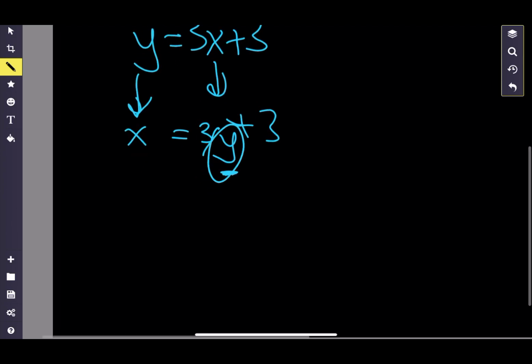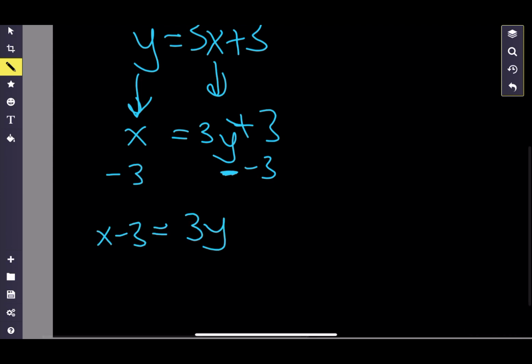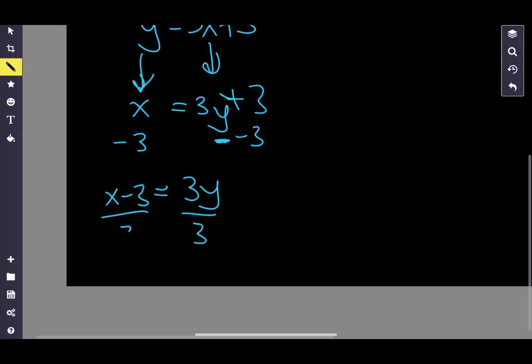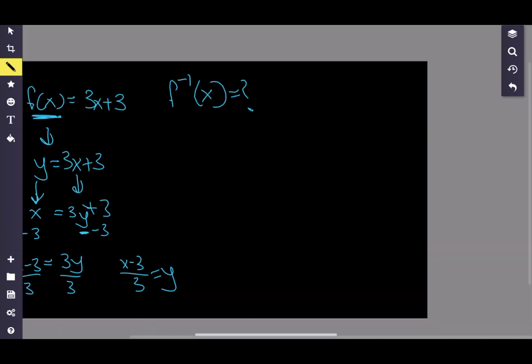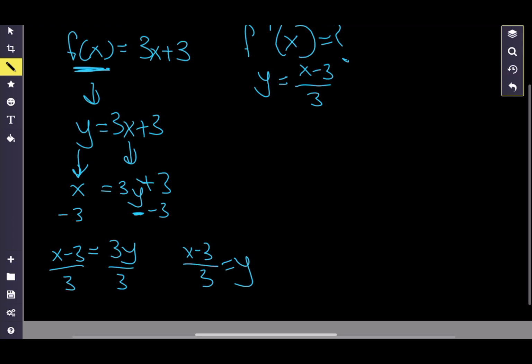So how do we solve for y? Well, first off, I'm just going to subtract 3 on both sides to isolate the variable. So I get x minus 3 equals 3y. Divide both sides by 3, and I get x minus 3 divided by 3 equals y. So y equals x minus 3 divided by 3. And boom, there you have it. This is the inverse of our original function, which is pretty cool considering how simple that was.